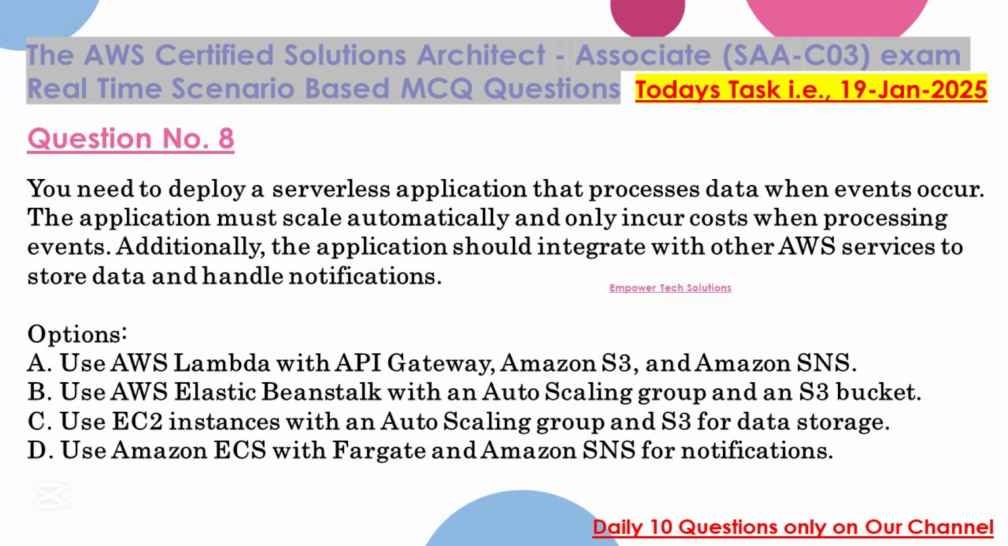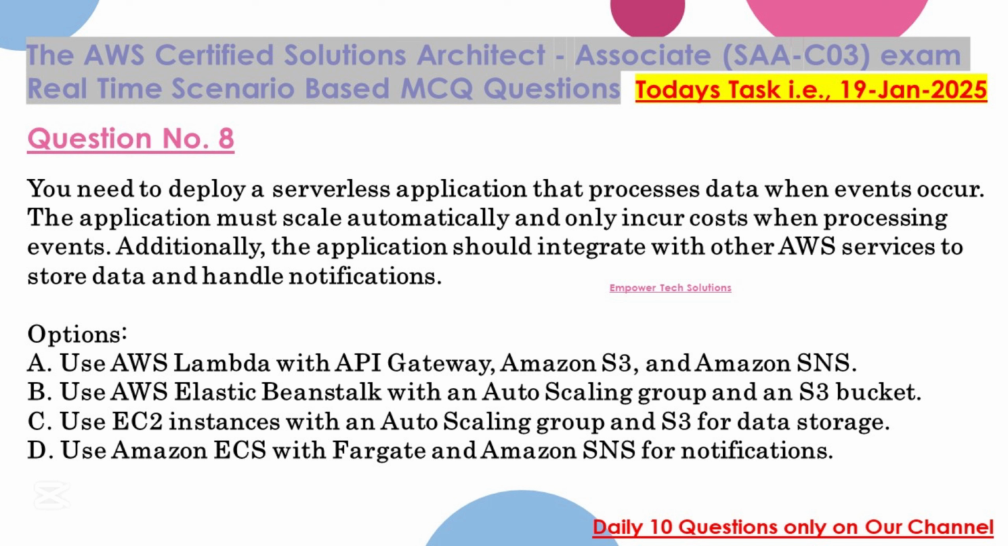You need to deploy a serverless application that processes data when events occur. The application must scale automatically and only incur costs when processing events. Additionally, the application should integrate with other AWS services to store data and handle notifications. Options: A. Use AWS Lambda with API Gateway, Amazon S3, and Amazon SNS.